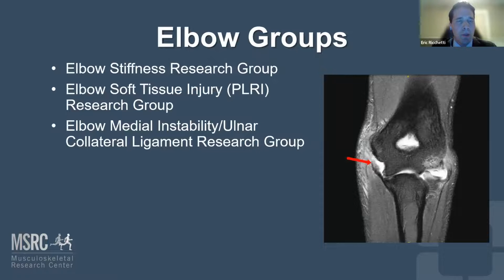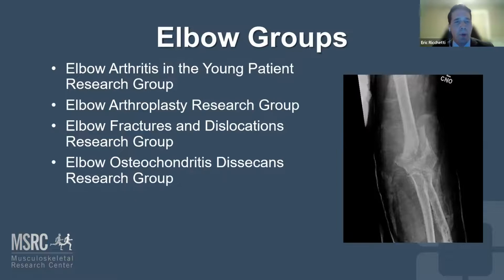These are a little newer and still building, but on the soft tissue side, there's an elbow stiffness research group, an elbow soft tissue injury research group dealing with lateral side injuries, and then an elbow medial instability ulnar collateral ligament research group for the medial side. And then similarly looking at bony pathologies and fracture, there's an elbow arthritis in the young patient research group, an elbow arthroplasty research group, an elbow fracture and dislocation research group, and then an elbow OCD lesions research group.